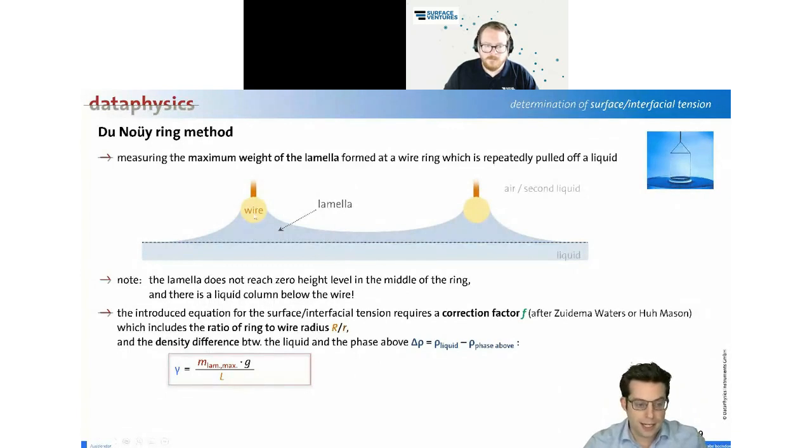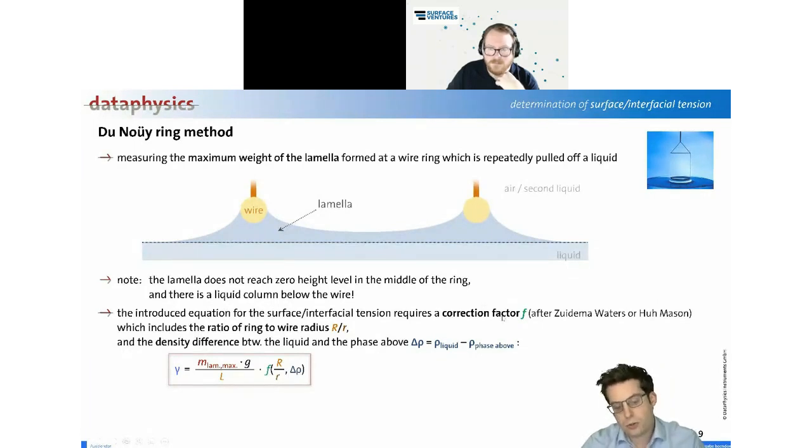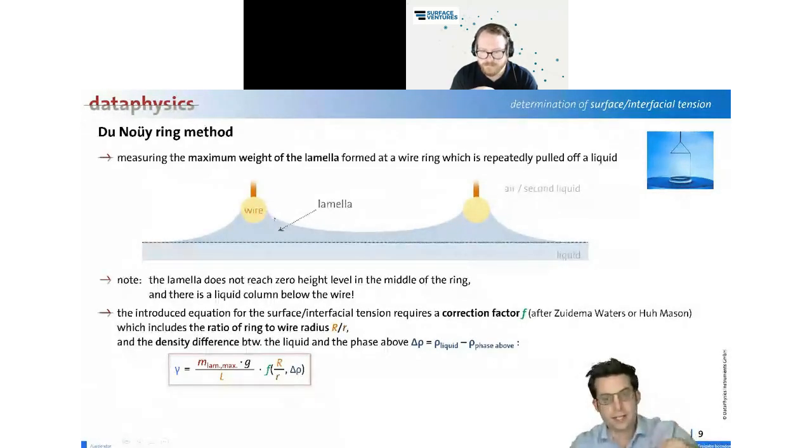And the reason is that the du Noüy ring has a diameter of around 2 centimeters. So the left wire is still feeling an effect of the right wire. And this means we are pulling up an additional piece of liquid here. This additional amount has to be taken into account by a correction factor, the Zuidema-Waters factor, for example. And this factor depends on the radius of the ring, the radius of the wire, and also the densities. So this factor takes into account that you are pulling up an additional amount of water in the center just because the wire on the left side and right side still feel each other.